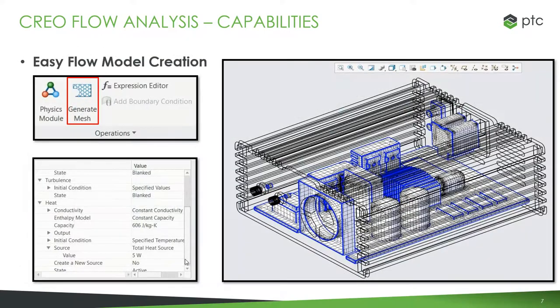So we also have very easy flow model creation. So for example, here we have the ability to tell the system to generate the mesh for our analysis. So it's automatically done for us. We don't have to go through and manually define that all ourselves. And so we do still have the ability to make the mesh more defined in any areas where there might be more curves or just more complex surfaces, and in areas with more simple flat geometry expand that mesh out a little bit to make it run fast.